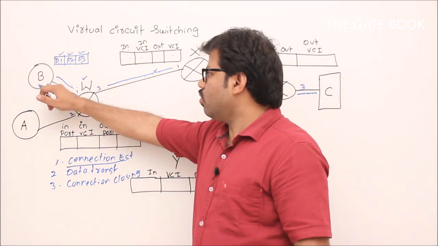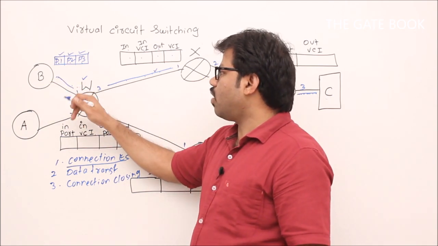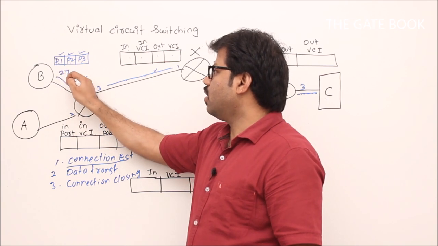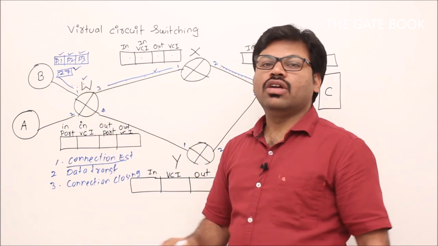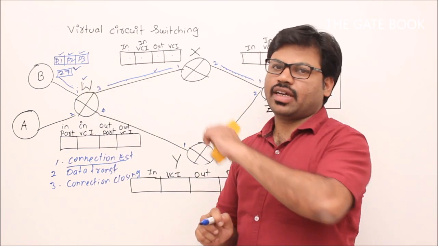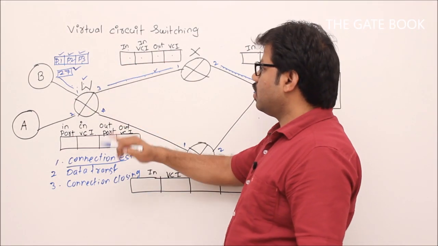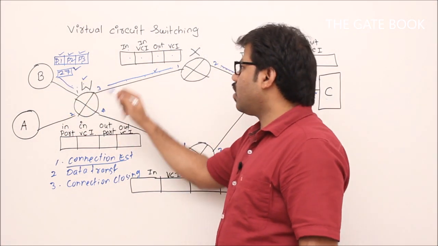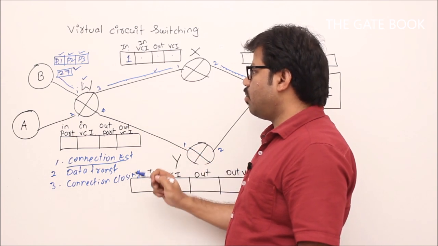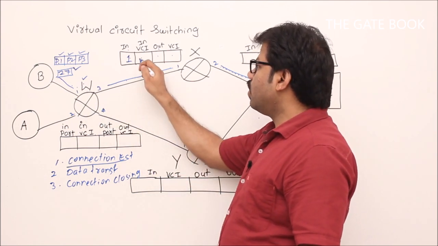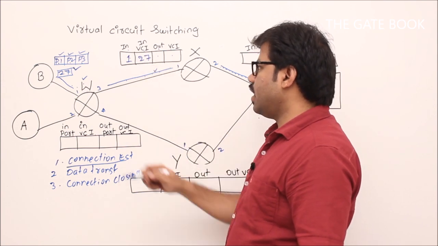While B is talking to W, if everything is okay, B is going to give a number, any number like this, 27. B says, "My dear W, for all my connections, remember 27 is the number. 27 means my connection." So W is going to see, this is W's data structure. What is the incoming port through which B is talking? 1, right? This entire thing happens at connection establishment. What is the incoming virtual circuit identification number? 27.